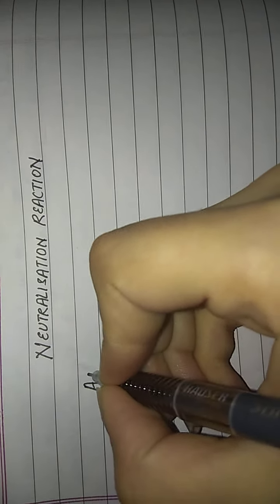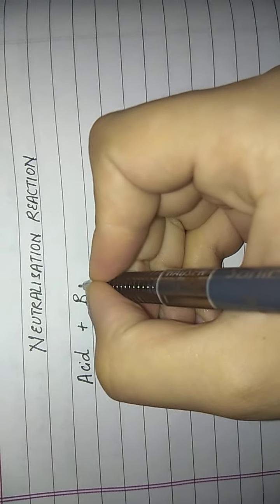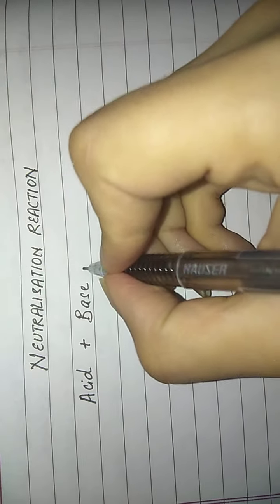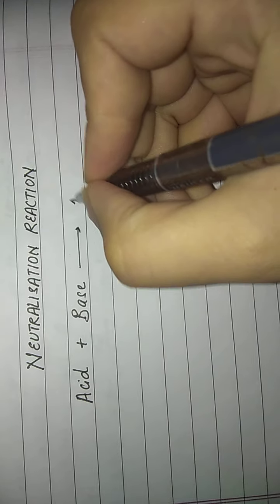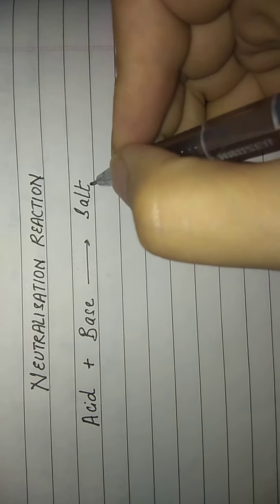Neutralization reaction. Now what is the meaning of neutralization reaction? Neutralization reaction क्या होता है? When an acid reacts with a base, जब एक acid एक base से react करता है, we get a compound which is neither acidic nor basic and we call it as the salt.